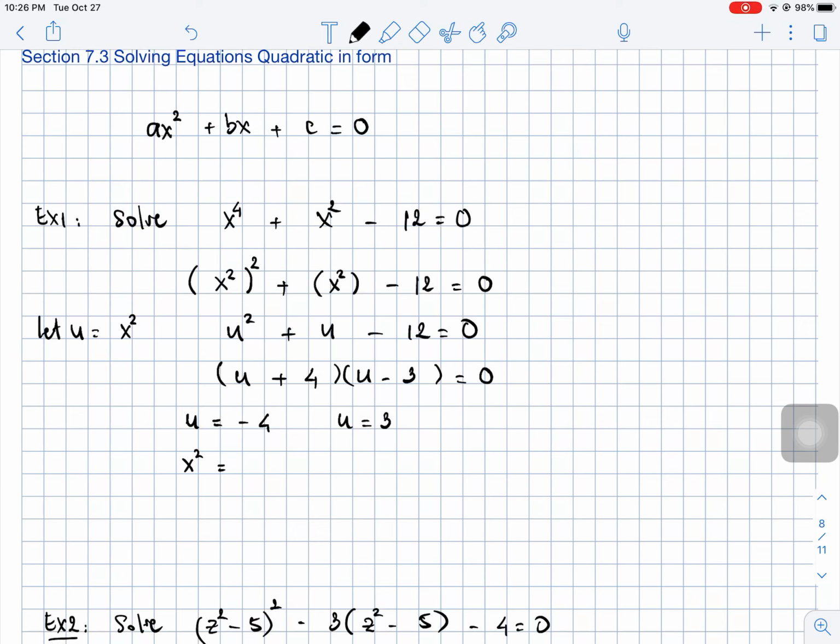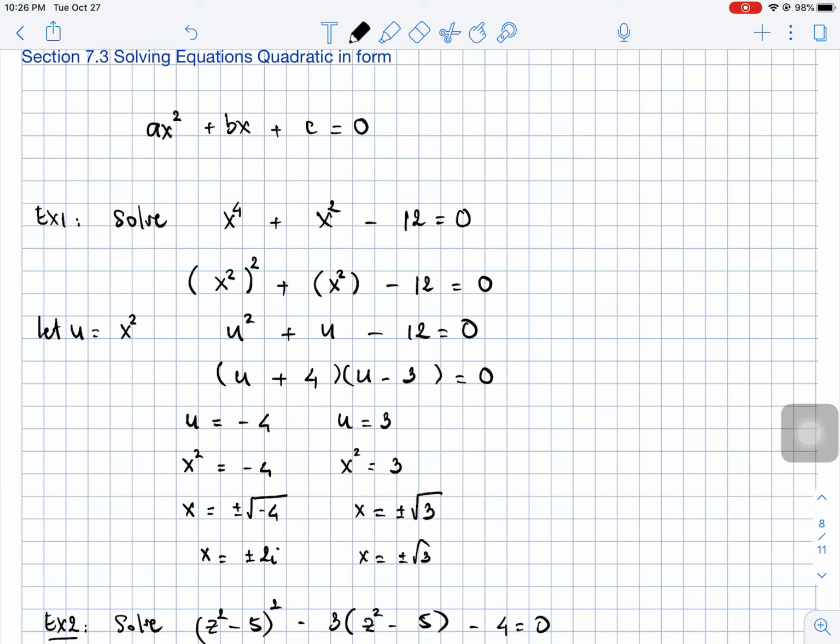So we're going to choose 4 and 3, plus 4 minus 3. Then u equals negative 4 and u equals 3. Keep in mind that we need to solve this problem for x. Then we remember we let u be the x squared. Then we need to plug back in to solve for x. u equals negative 4 means that x squared equals negative 4. And then x squared equals 3.